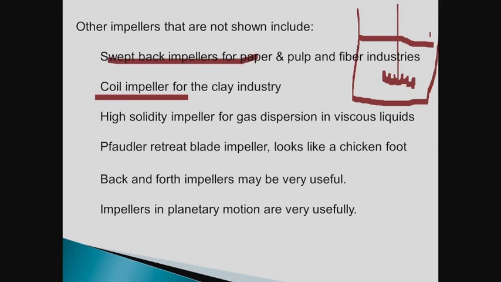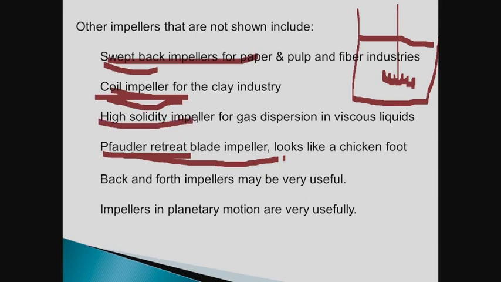It may come as astonishment to you, but you don't have to accept the status quo. You don't have to accept what is available to you. You can modify processes to your advantage. And the paper industry came along and had swept-back impellers. The clay industry came along and had a coral impeller. And, of course, you have the retreat blade impeller for the pharmaceutical industry. So you have different designs for different objectives or duties.